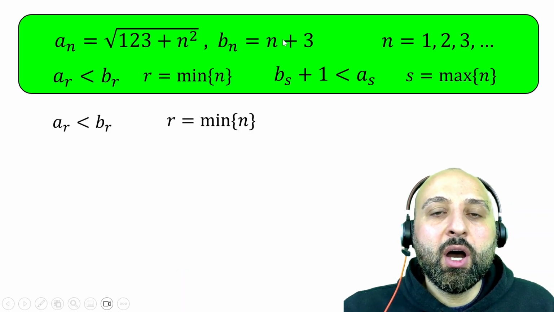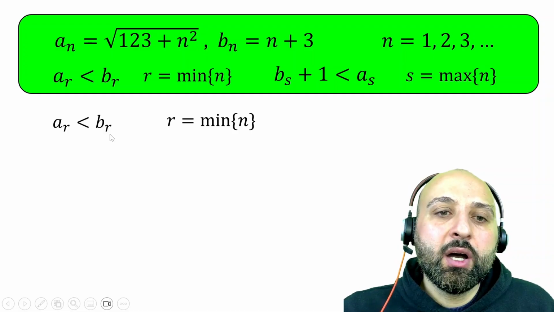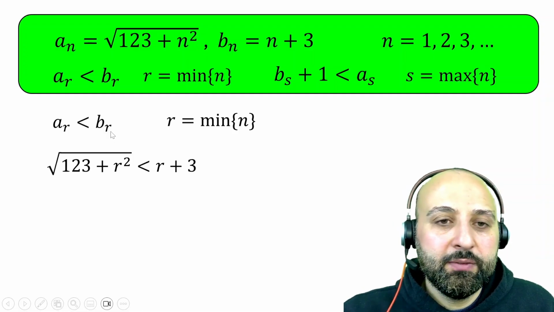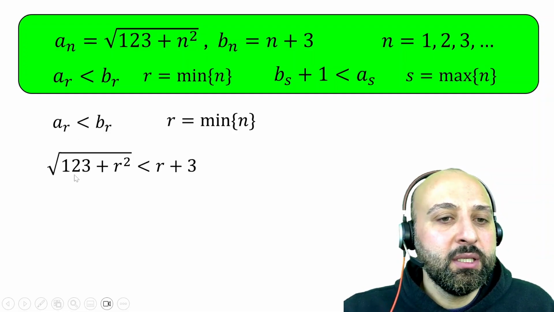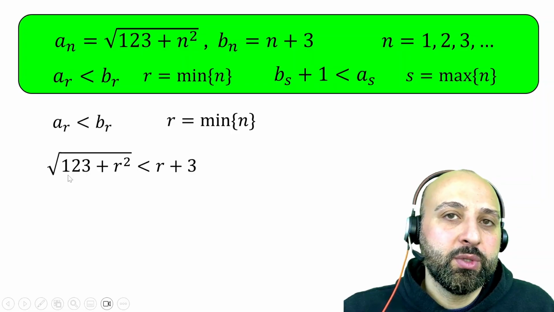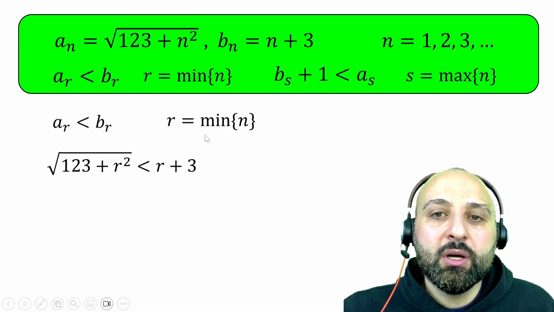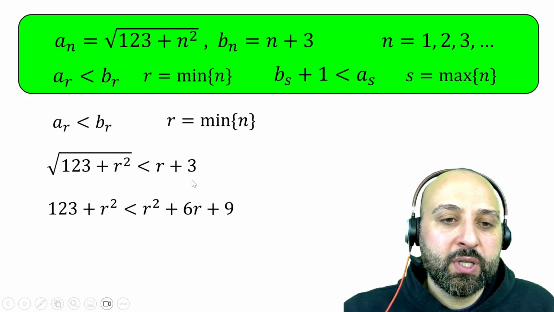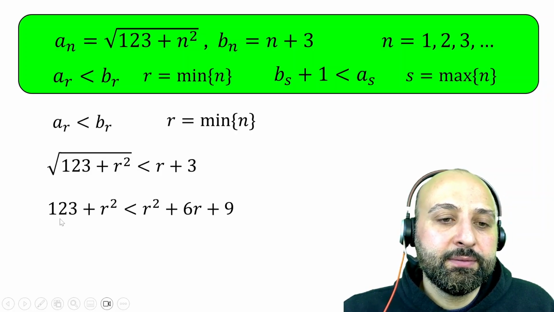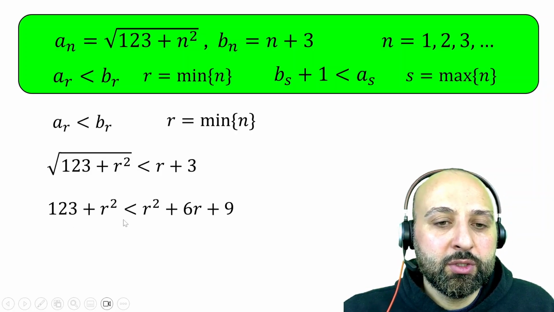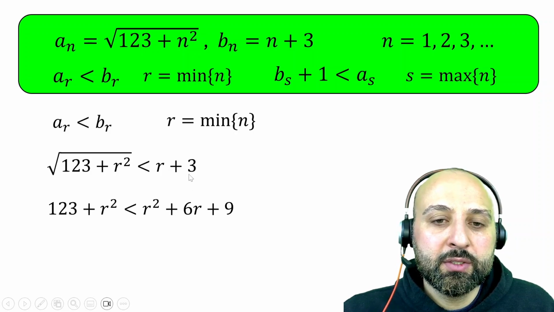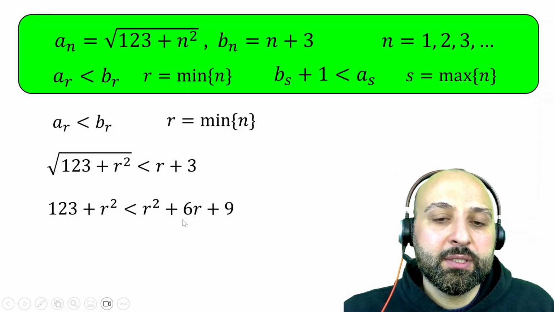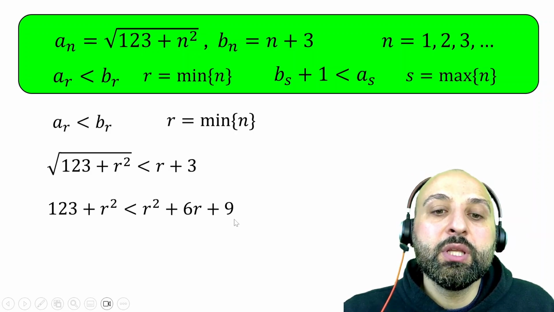Of course, R is the minimum n such that a_R is less than b_R. So basically, we just form the inequality. a_R is the square root of 123 plus R², and b_R is R plus 3. So we are going to square both sides. In that case, we have 123 plus R² should be less than R² plus 2 times the first one times the second one, 6R, plus the second one to the power 2, 9.